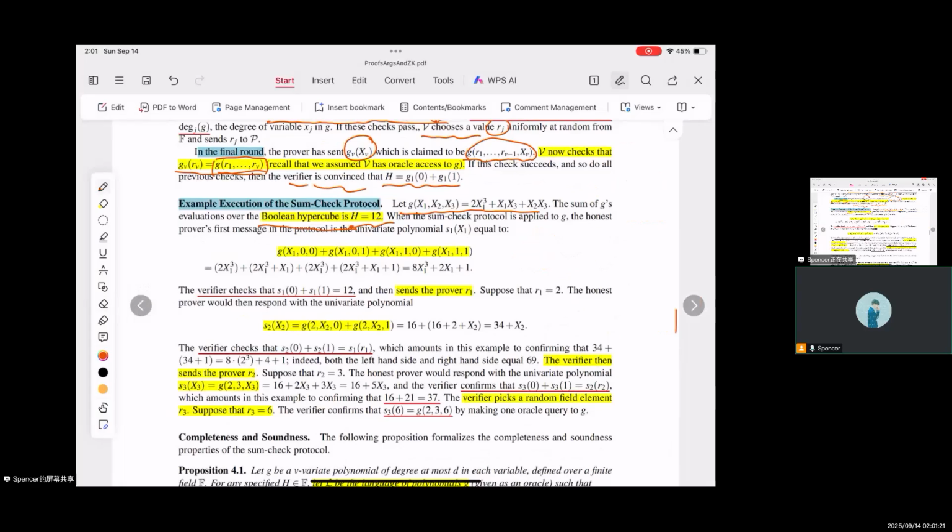So how many possible combinations of inputs? x1, x2, x3 can be equal to 0,0,0, 0,0,1, 0,1,0, and 0,1,1. So 3 variables, so 2 to the 3 equals 8 possible combinations. So we just take these 8 inputs to this polynomial and add them together to get this 12.